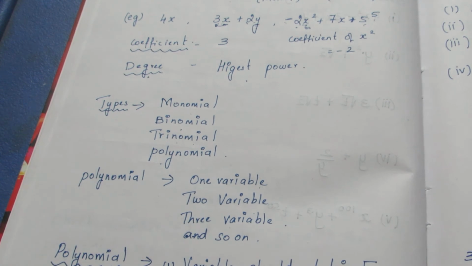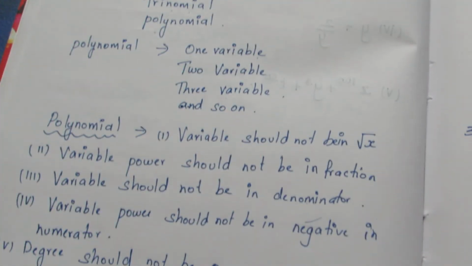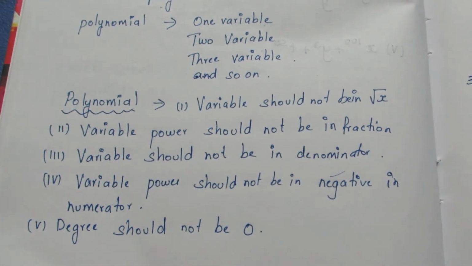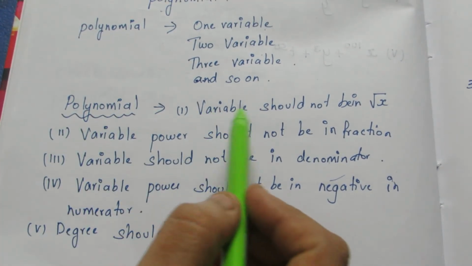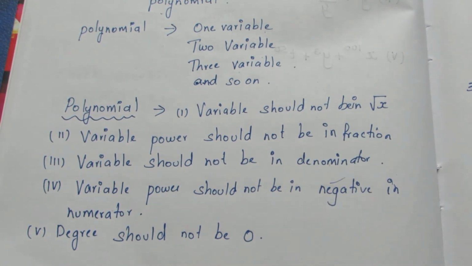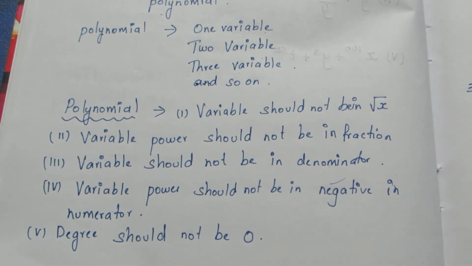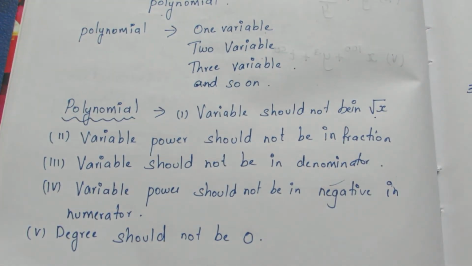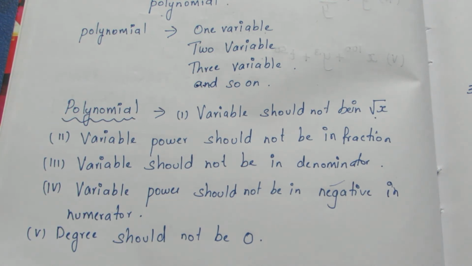Now we can see whether an equation is a polynomial or not. For a polynomial, the variable should not be in a root form. It should not be in any root form, not only the square root, also the cube root, 4th root, 5th root. So the variable should not be in root, only the variable, not the numbers. Root 2 can be in a term but not root x.